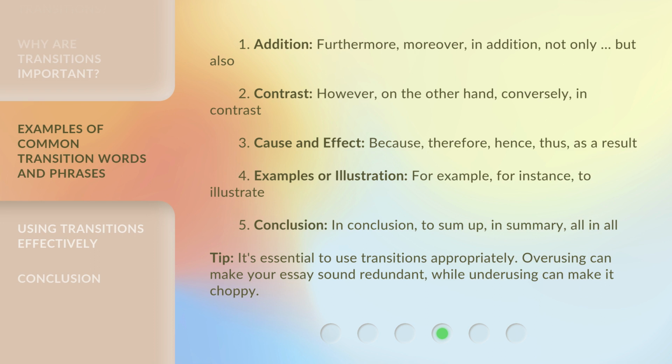4. Examples or illustration. For example, for instance, to illustrate. 5. Conclusion. In conclusion, to sum up, in summary, all in all. Tip. It's essential to use transitions appropriately. Overusing can make your essay sound redundant, while underusing can make it choppy.